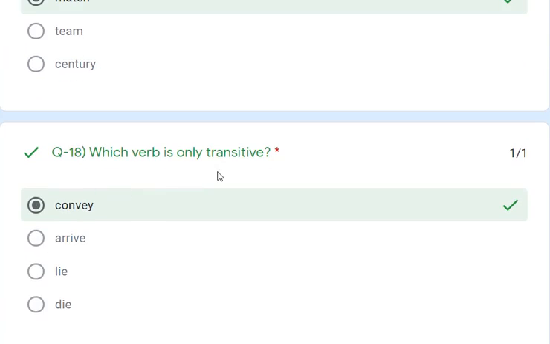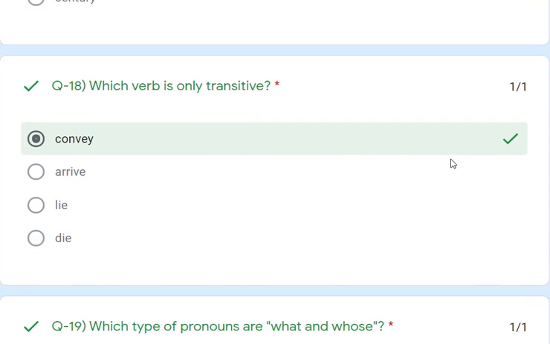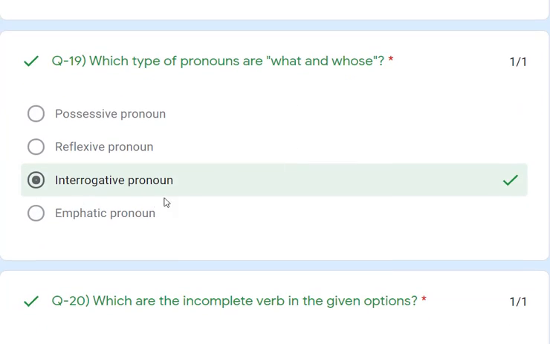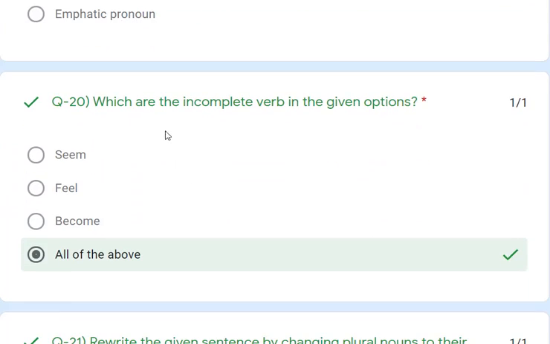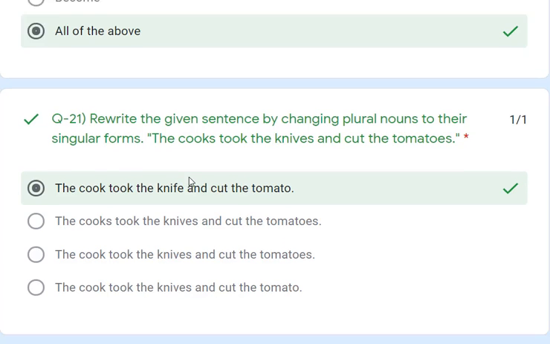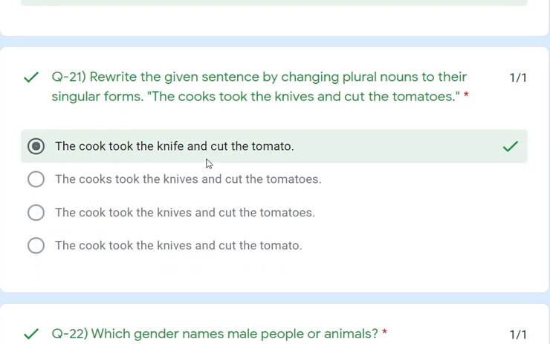Which verb is only transitive? Convey is only transitive. Okay. Which type of pronoun are what and whose? Interrogative pronouns. What and whose are interrogative pronouns. Which are the incomplete verbs in the given options? Seem, feel, become. All three are incomplete verbs. Rewrite the given sentence by changing plural form to singular. The cooks took the knives and cut the tomatoes. So, tomatoes, knives and cooks are in plural. So, option 1 is the correct one. The cook took the knife and cut the tomato.